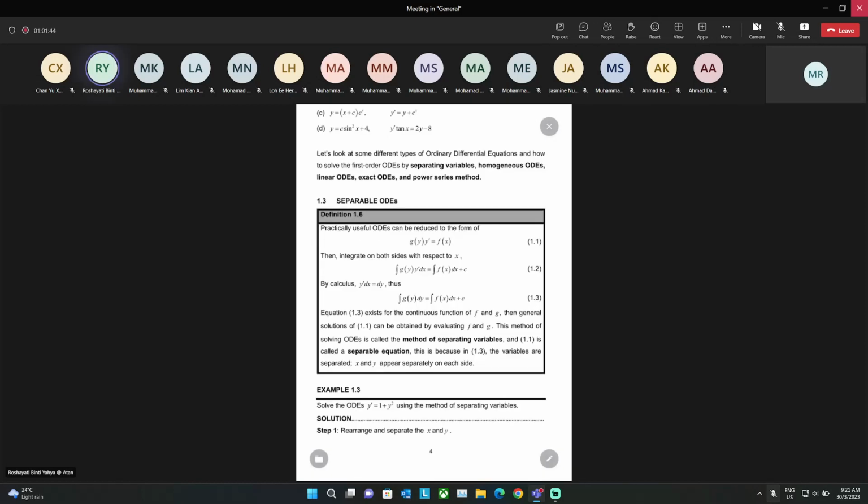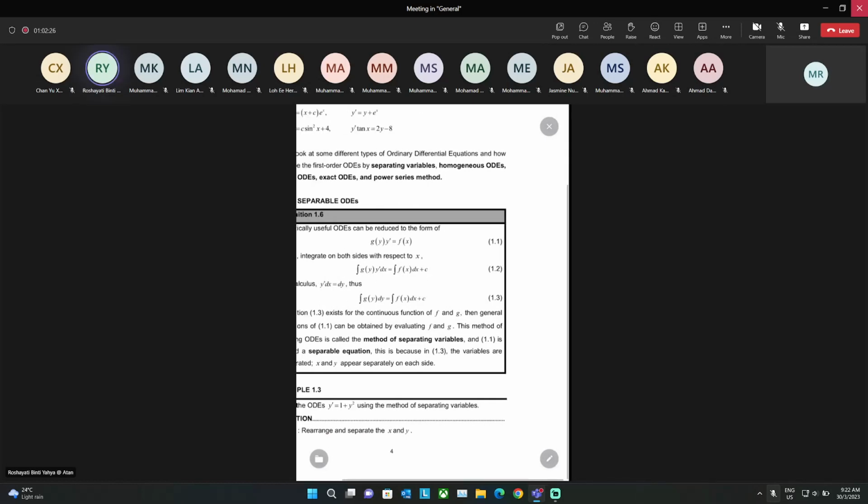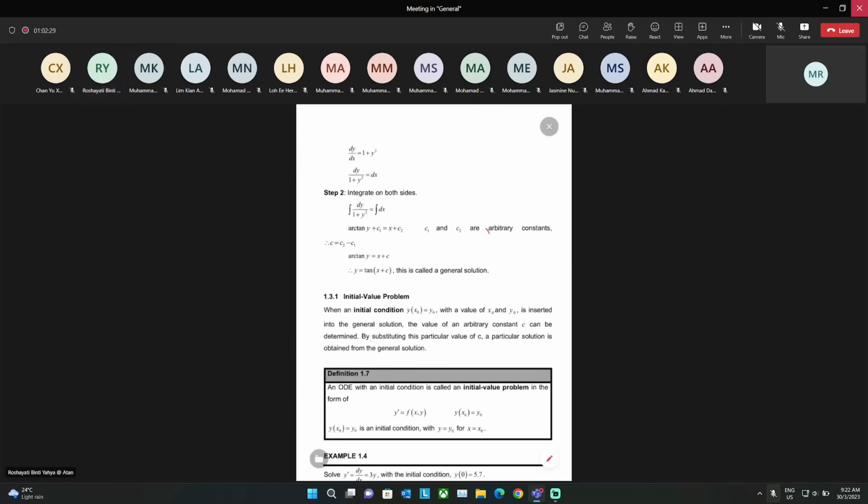Example 1.3, solve the ODE y prime equal to 1 plus y squared using the method of separating variables. For example, if you get an open-ended question that says solve the ODE using a suitable method, and you try to use separation of variables, you need to make sure you can separate your x and y on different sides. So step number 1, rearrange and separate x and y. Let's look at how this can be separated.